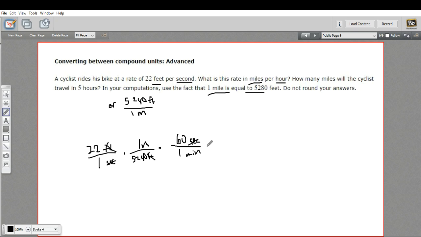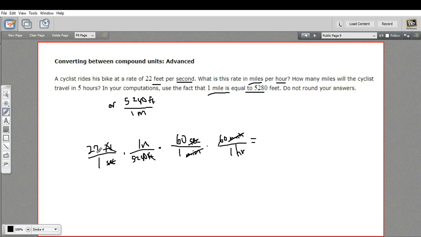And now I'm still not at hours, but I've got a minute on the bottom, so let's put a minute on the top. I know that there are 60 minutes in 1 hour. And now I have that hour on the bottom, which is where I want it. So the minutes will cancel. Now, if I multiply all of this out together, you'll notice I'll get miles as the only unit left on the top, and hours is the only unit left on the bottom. So that would be miles per hour.